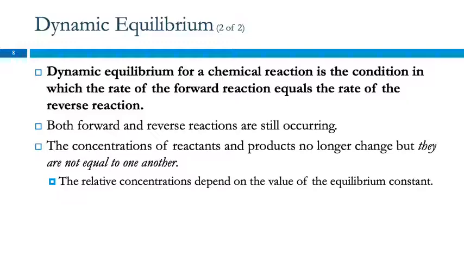So we're talking about a dynamic equilibrium because we have a forward reaction and a reverse reaction happening. That's why it's dynamic. It's not static where nothing's moving. It's dynamic. Things are changing, but the forward reaction and the reverse reaction are happening at the same rate.